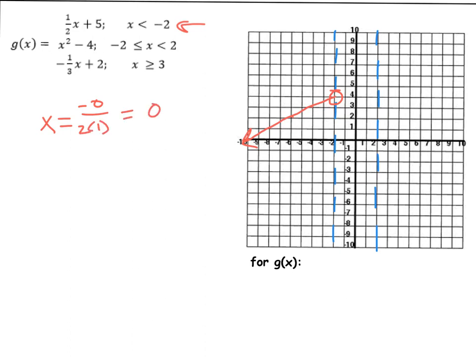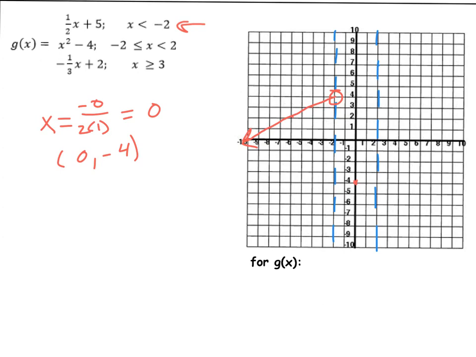So -b over 2a is 0. If I plug in 0, I get -4, okay? So that's big. Now, the one challenge you might run into, okay? And I'm actually kind of rethinking how you may want to do this. What if the vertex isn't in our interval? Okay, that could come up now that I honestly think about it.